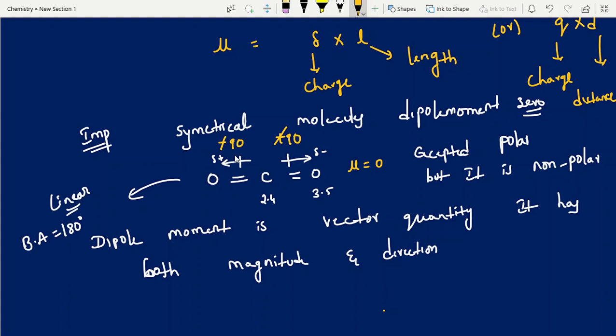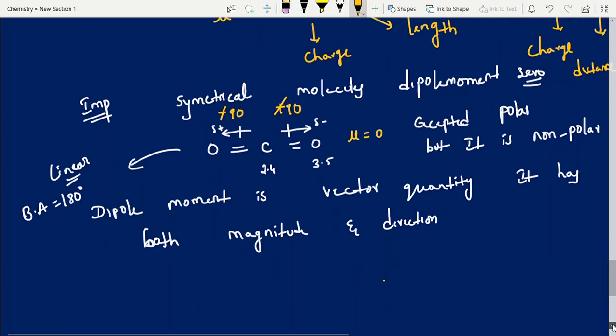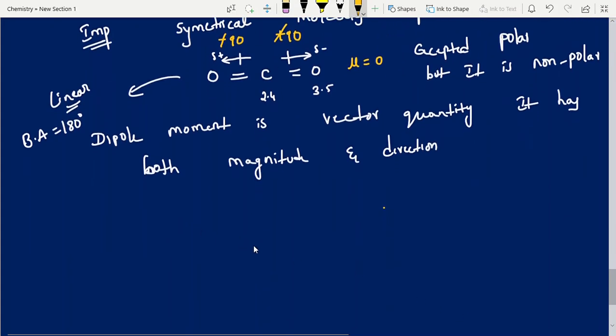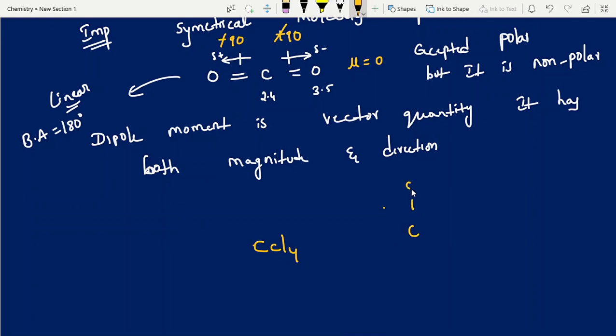To understand this, take one more example which is frequently asked in examinations. That is the CCl4 molecule, carbon tetrachloride. See, carbon, Cl, and this is Cl, Cl, Cl. Between carbon and chlorine, who is more electronegative? Chlorine. This side is also chlorine. At least one opposite direction is there, so its dipole moment is zero. Expected polar, but it is non-polar.